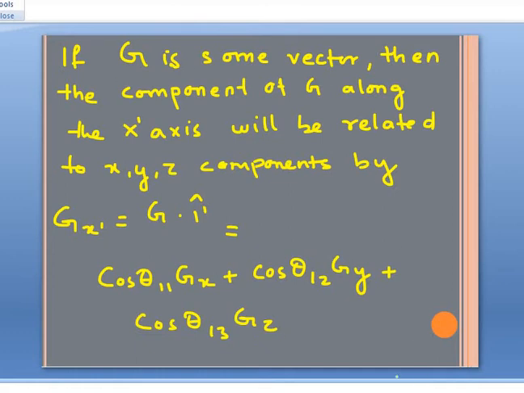Now with this background, what do you understand? You have a rigid body which has a set of coordinates. You want to express those coordinates in terms of the external space coordinates, which is the space system. And when you have two coordinate systems, you will obviously want some connection between them. So if G is any vector, then Gx prime will be G dot i prime, and i prime you already know. So this will be cos theta 1 1 Gx plus cos theta 1 2 Gy plus cos theta 1 3 Gz.